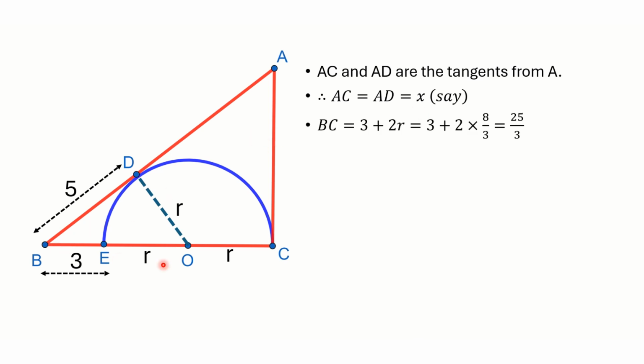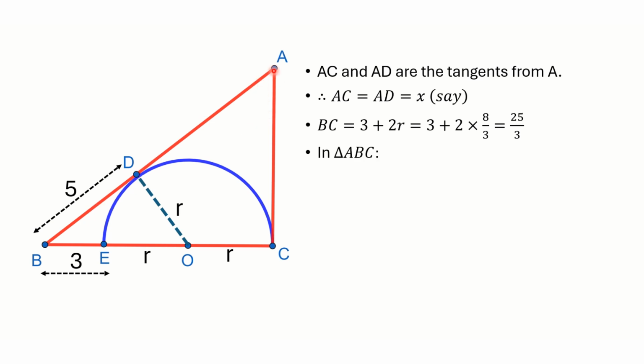So now what is my BC? This length is 3 unit, this length is R, and this length is R. So this is 3 plus 2R. But we already know the value of R, that is 8 by 3. So this is 3 plus 2 times 8 by 3. So this is 25 by 3 unit. So now I know BC length. And this length is X and this length is X. So what is AB? AB is basically 5 plus x.